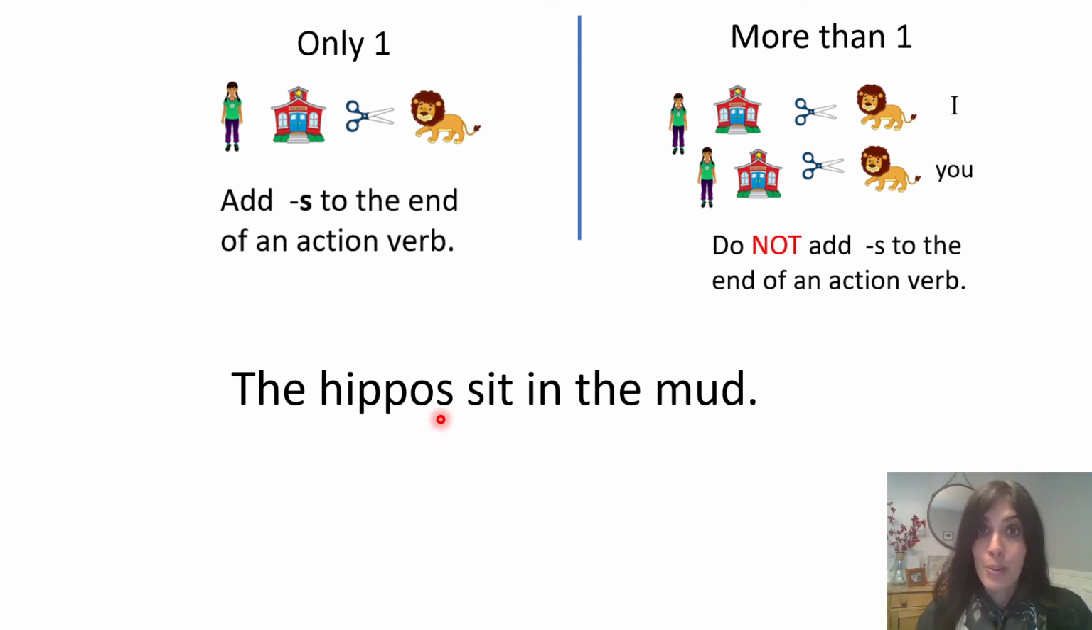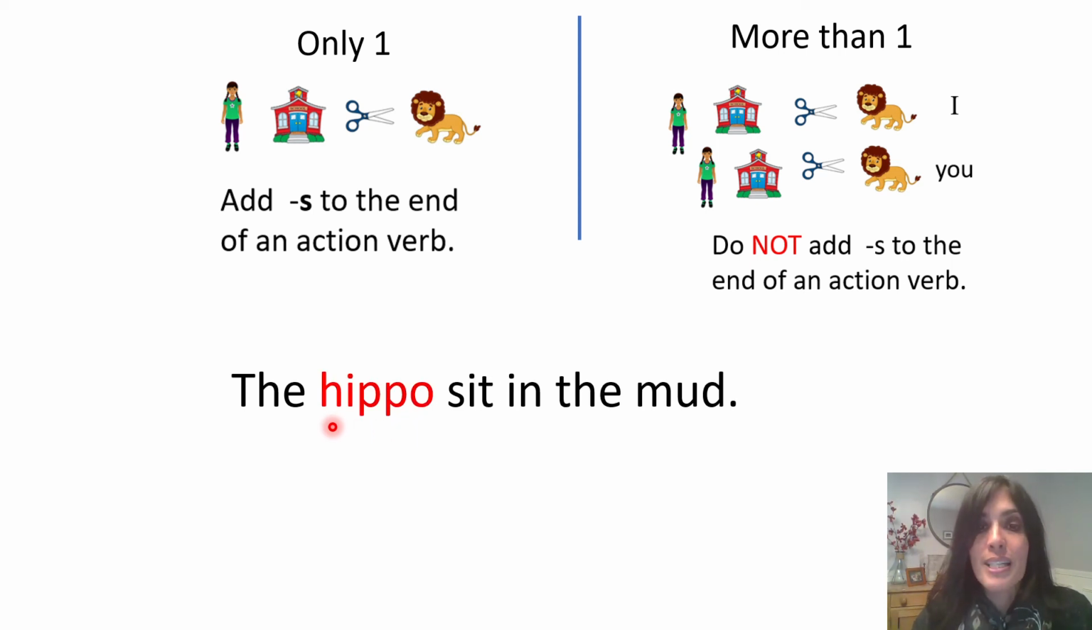Because it says hippos. So, since there is more than one, I do not add an S to the end of the action verb. You can see that here. It reads, the hippos sit in the mud. I did not add an S to the end because there are more than one. But what would happen to my sentence if I changed this word hippos to now read hippo? Something needs to change. I want you to think, what am I going to do?